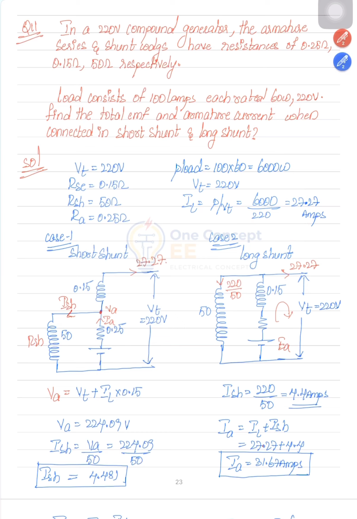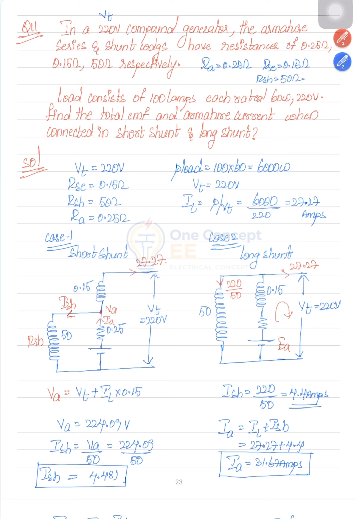This is one of the DC machine questions. Let's solve this question. Here it is a DC generator with a terminal voltage of 220 volts. It is given armature resistance of 0.25 ohm, series field resistance of 0.15 ohm, and shunt field resistance of 50 ohm.